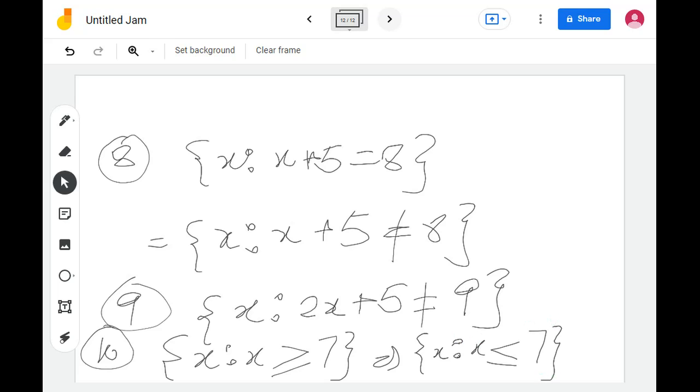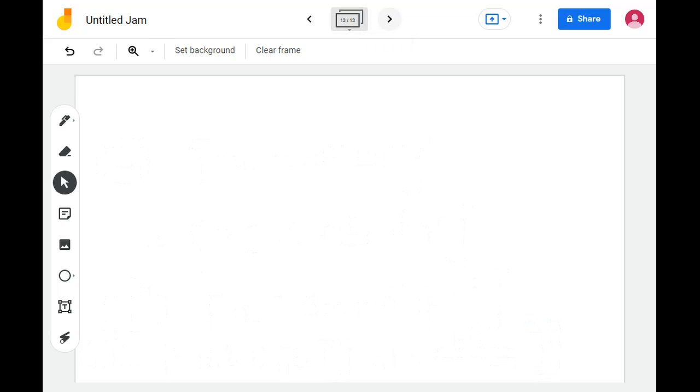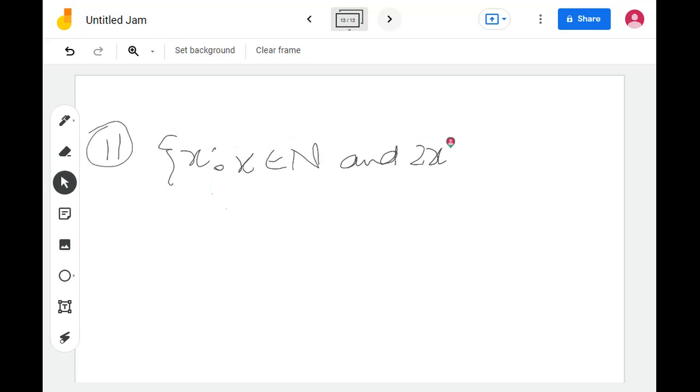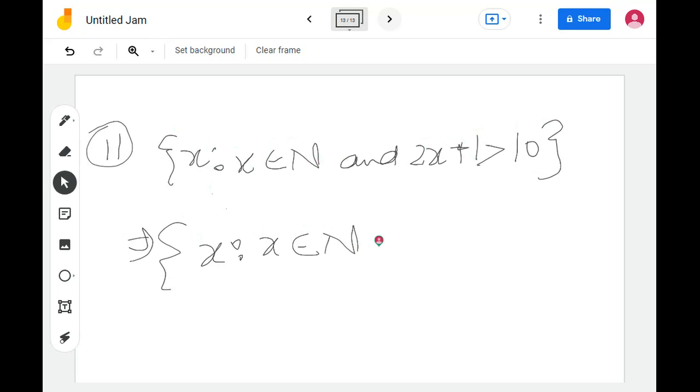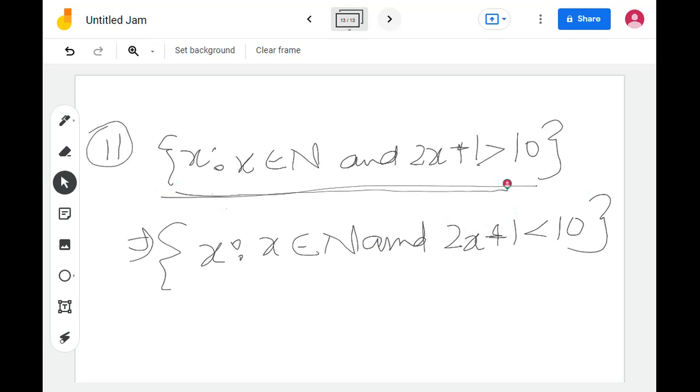Now we are shifting to the last part, the 11th one. The question of the 11th is x such that x belongs to N and 2x plus 1 like this. Now the answer will be x such that x belongs to N and we change the sign to its opposite, 2x plus 1 which does not belong to the same set, because complement means exactly that: the answer should not belong to the set given in question 11. Complement means which does not belong to the same set.